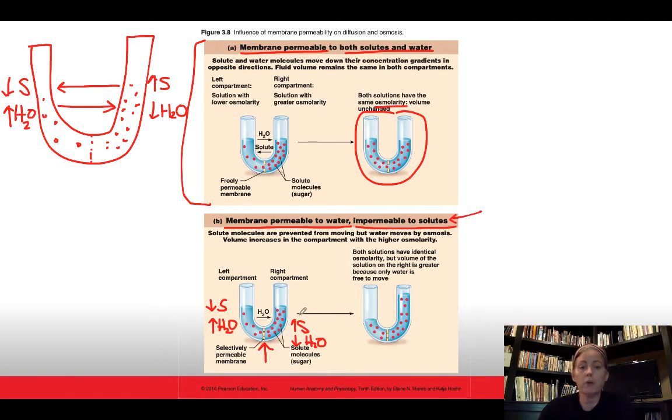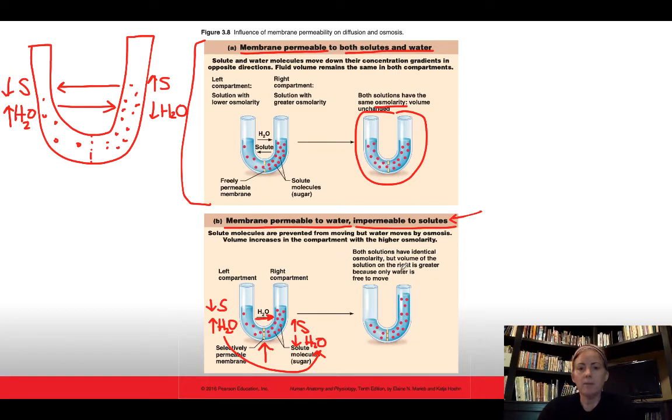Okay, so water can move. So water is going to want to move down its concentration gradient. So as a result, water is going to want to move from the left side into the right side. And they're showing you that here with this arrow here. So what's going to end up happening is water is going to leave the left side of the compartment, and then it's actually going to flow into the right side of the compartment.